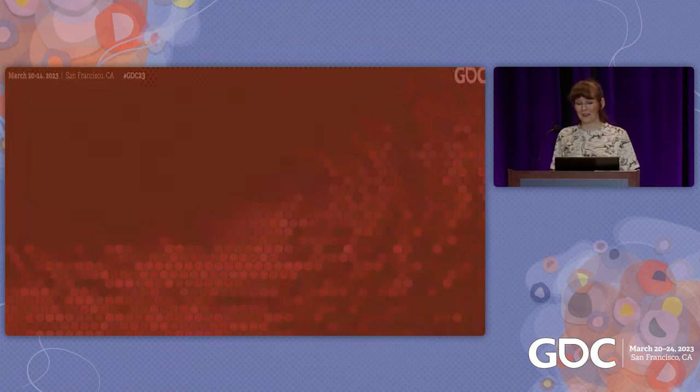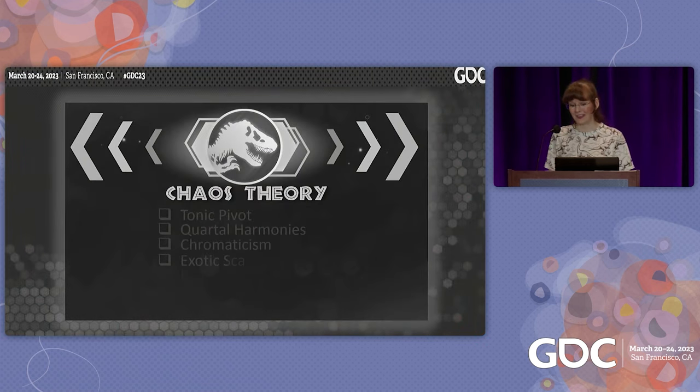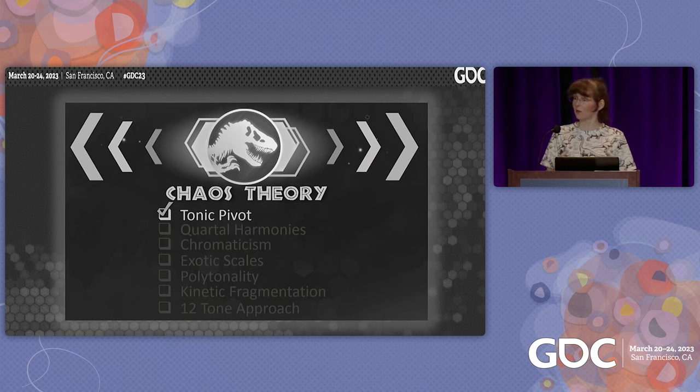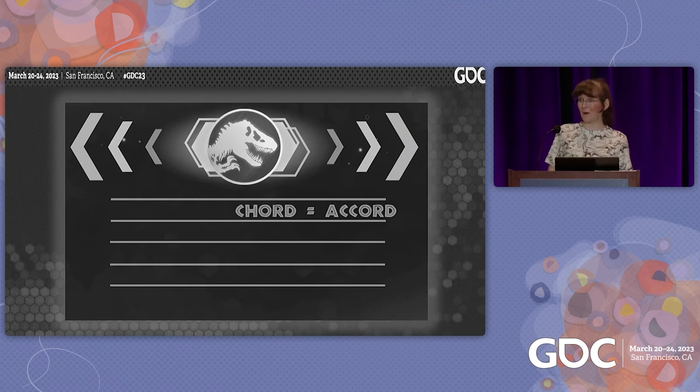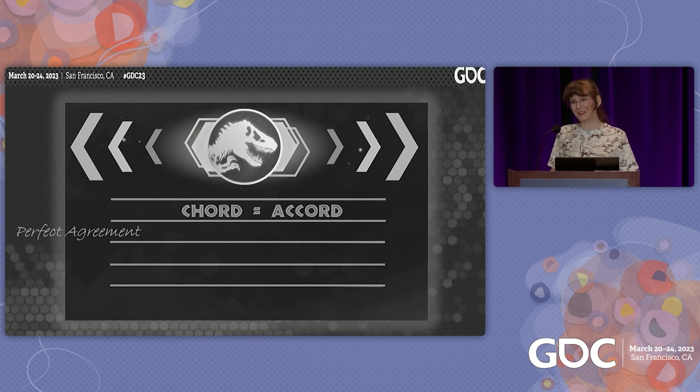So now let's move on to the second chaotic technique on our list. As we just discussed, we can use tonic pivot to introduce chaos into the way chords move. So let's now talk about how we can use unusual harmonies to feed chaos into the way chords are built. Fun fact, the word chord was originally a shortened form of the word accord, meaning perfect agreement. And that's just what a traditional chord does.